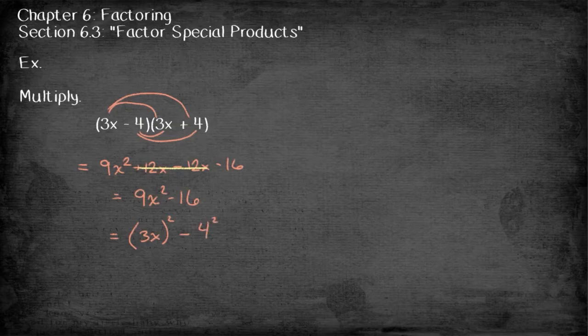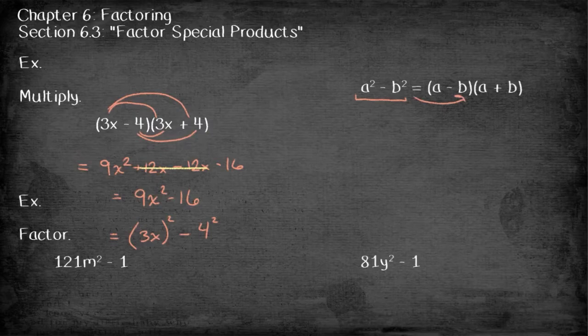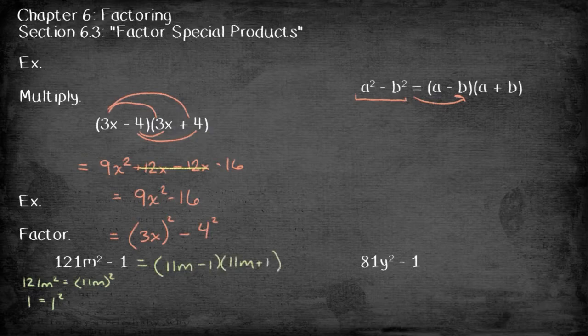And so this is another special kind of factoring we can do with something called a difference of squares. So when I see a square minus a square, it's going to factor like this. Super easy. So 121m squared, that's (11m) squared. And 1 is 1 squared. All right, so that's that.